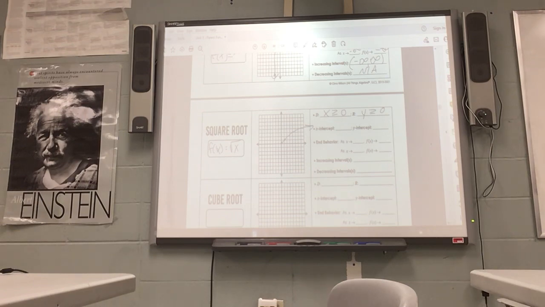Okay, our intercepts. The x intercept is 0, 0. And the y intercept is 0, 0. Oh yeah, it's 0.